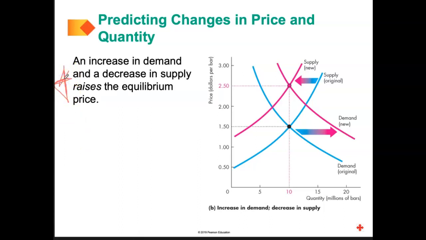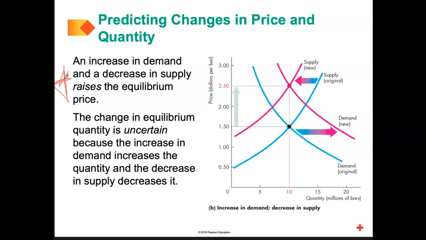But we're not really sure about quantity again, okay? Why? Because we know that a decrease in supply decreases quantity, and an increase in demand actually increases quantity. So we're not really sure about what happens to quantity. Again, it depends on the magnitude of the change, okay?